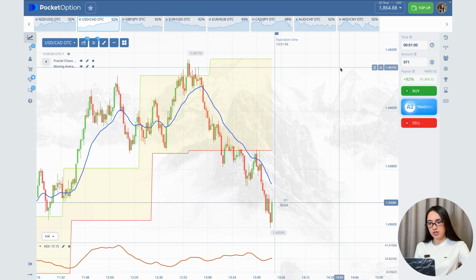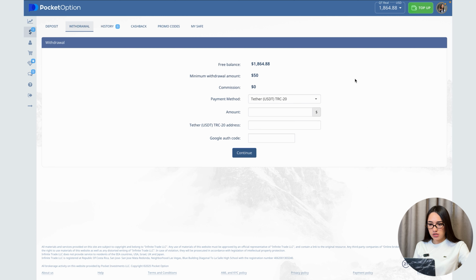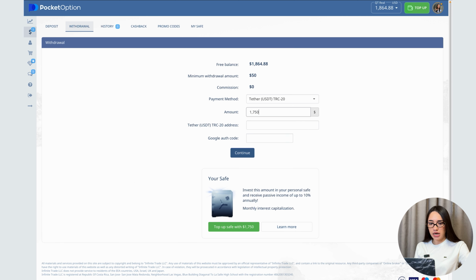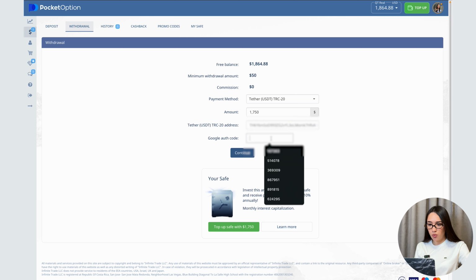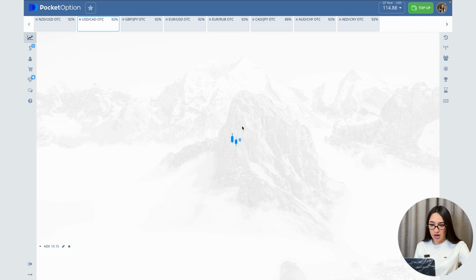Let's record, of course, today's profit and go to the withdrawal tab. We'll use Tether for the withdrawal. Okay, let's withdraw $1,750 and insert the address of the wallet, and you need to enter the confirmation code of the Google Authenticator, then press continue, and the operation is successfully performed. So this is how the trade has worked out today.